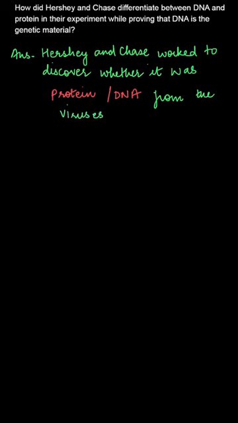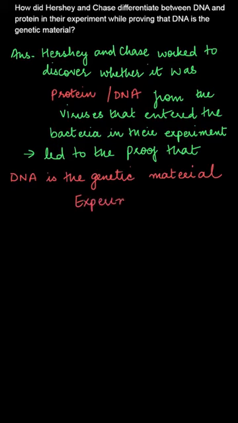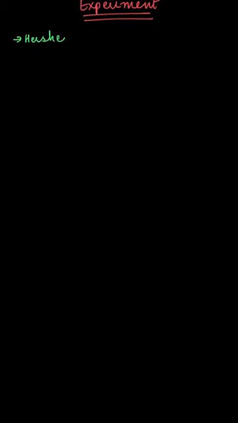The question is, how did Hershey and Chase differentiate between DNA and protein in their experiment while proving that DNA is the genetic material? Now, to answer this question, we need to first understand what their experiment was. So, Hershey and Chase worked to discover whether it was protein or DNA from the viruses that entered the bacteria in their experiment. And this particular experiment led to the proof that the DNA is the genetic material and it is not protein. So let us understand the experiment now.